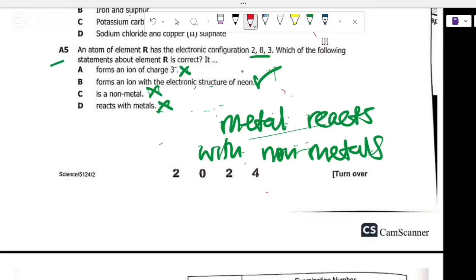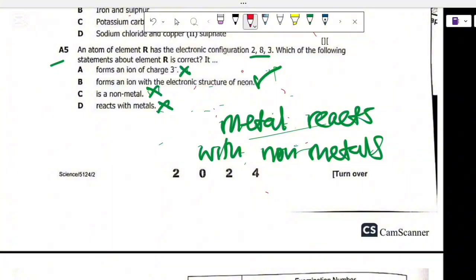Usually they bring questions like this where you have to analyze, is it making sense? If I try to look at it, it loses electrons. Can it be a non-metal? No, because it is losing electrons. Metals lose electrons. Non-metals accept electrons. So in this case, R is clearly losing electrons, so it can't be a non-metal, but also it can't react with its fellow metals. It has to react with the non-metals for it to be okay.